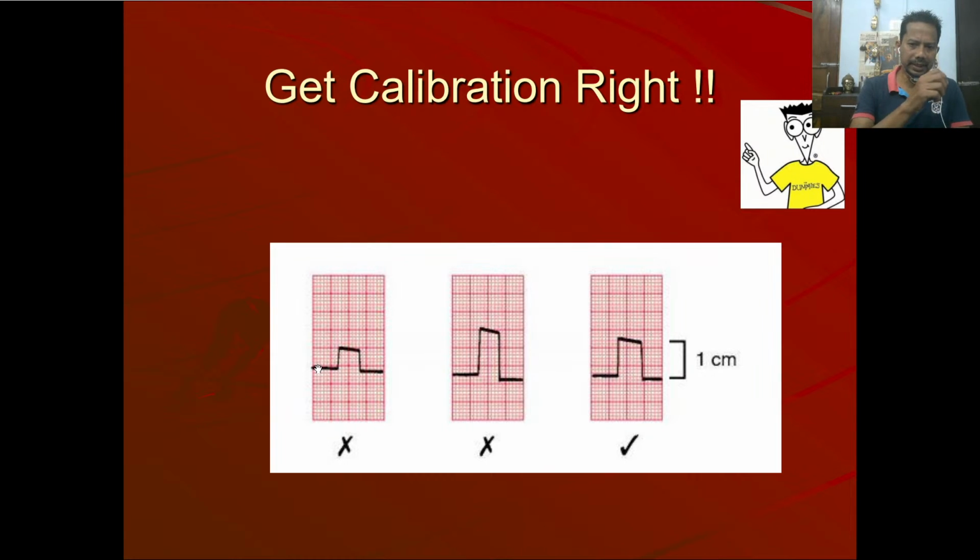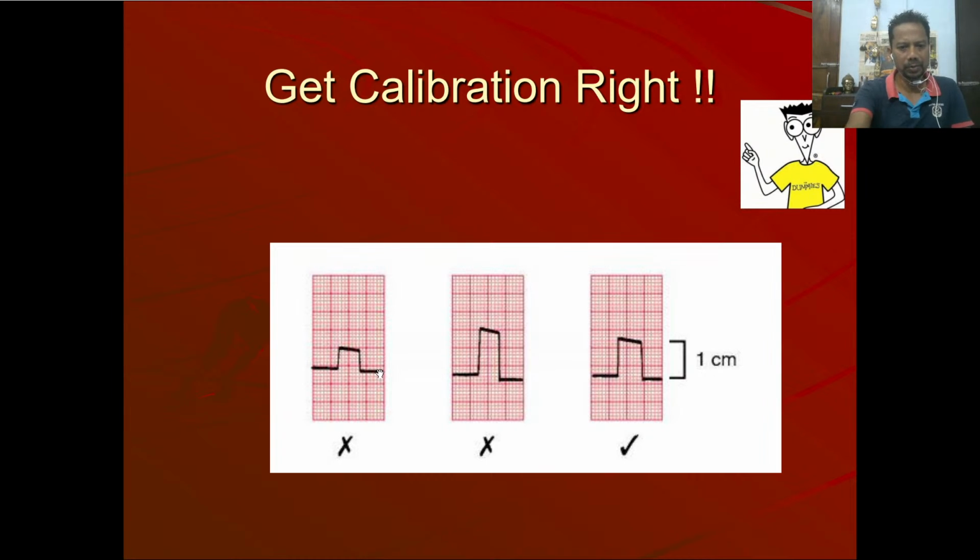When the machine calibrates, it fires a vertical upstroke, then a horizontal stroke, then a downstroke. The impulse has to go 10 small squares up, then horizontal, then 10 small squares down. That is a good calibration. Now here you see the calibration is just 5 small squares. This will give you half the size of the complexes in the ECG.